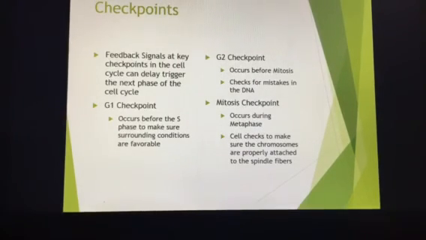Our G2 checkpoint happens right before mitosis occurs, so right before prophase, metaphase, anaphase, and telophase start. It's checking for any mistakes that may have happened in the S phase. This is important because if there are mistakes in the DNA, it is going to affect how the cell works. It's also double checking to make sure the cell is large enough so that it can divide into two daughter cells of equal size.